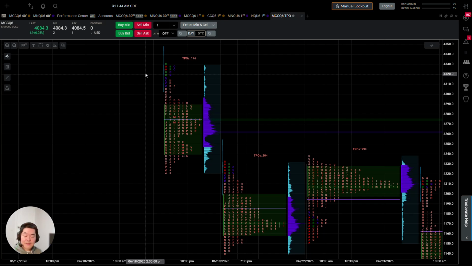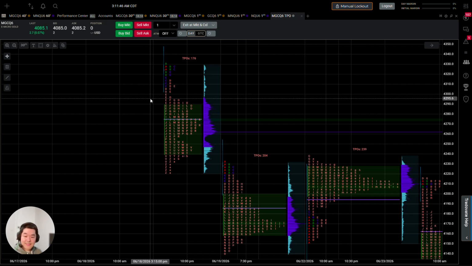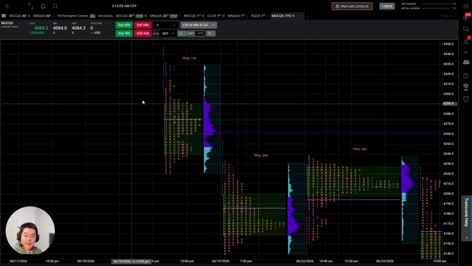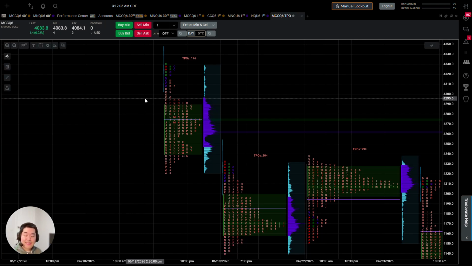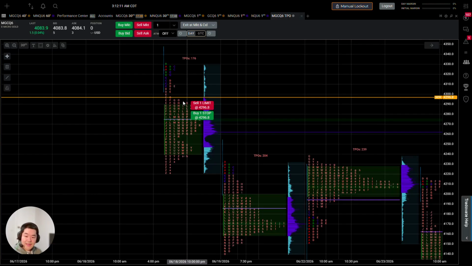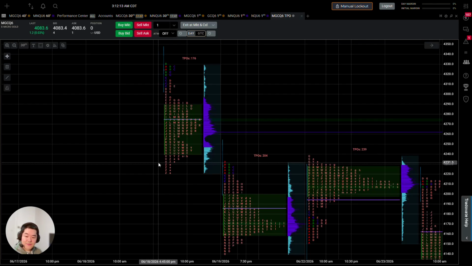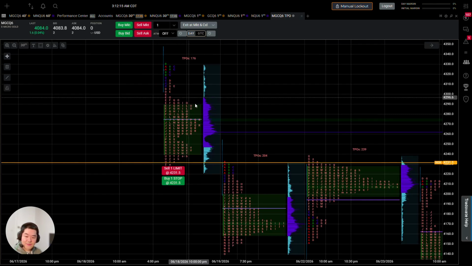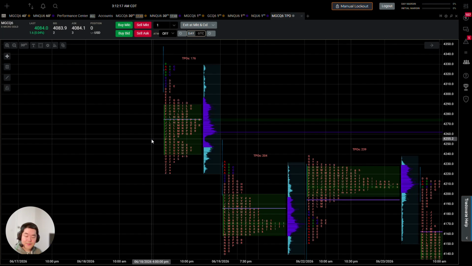Now this gives us a different visual representation of when the market is in a balanced state and an imbalanced state. And retail traders will refer to this as a range or a trend. And how can we utilize this in our trading? So we have a very clear representation of a balanced value area right here, from here to here.